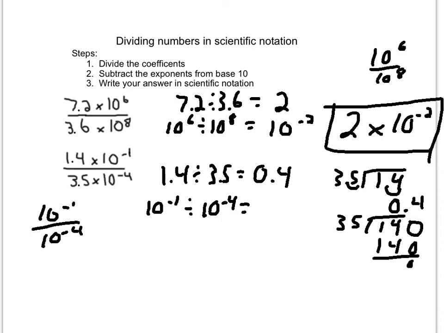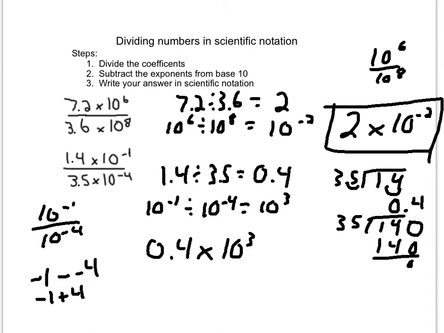So I need to subtract the exponents. This is where you need to be careful on ones like these. I'm taking negative 1 minus negative 4. Remember, we change subtraction to addition, so that's negative 1 plus positive 4. So that's to the 3rd power. And I'm going to go ahead and write those in the scientific notation setup: 0.4 times 10 to the 3rd power.